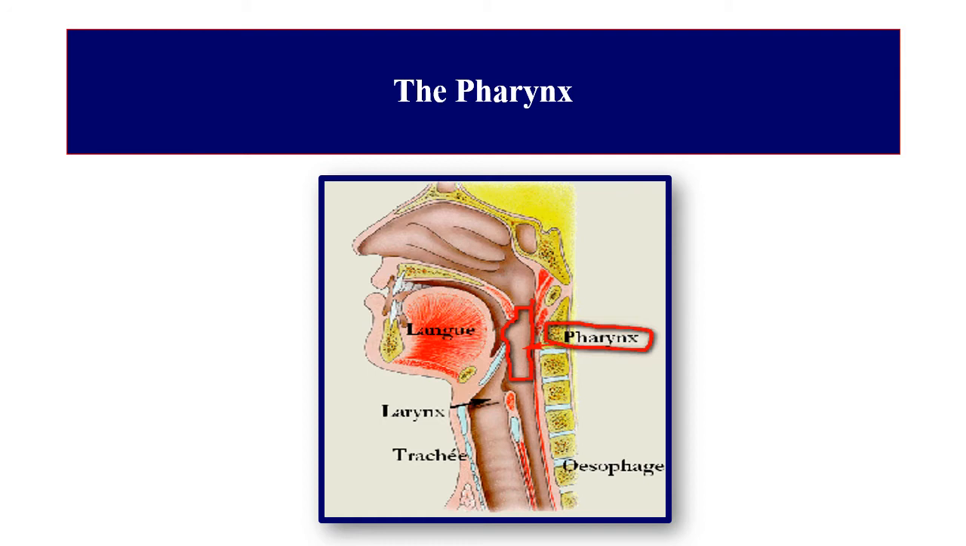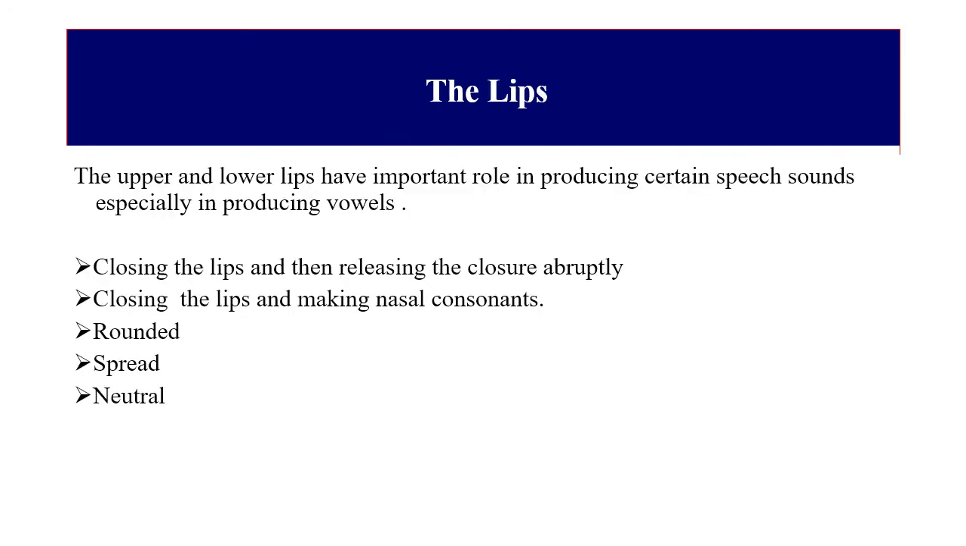After the pharynx, another important articulators are the upper and the lower lips. We can say they are in the frontmost position of the oral tract, and they have an important role to play in the production of speech sounds. For example, the consonant sounds p and b are produced by closing the lips tightly and then releasing the closure abruptly to let out the air built up behind the closure.